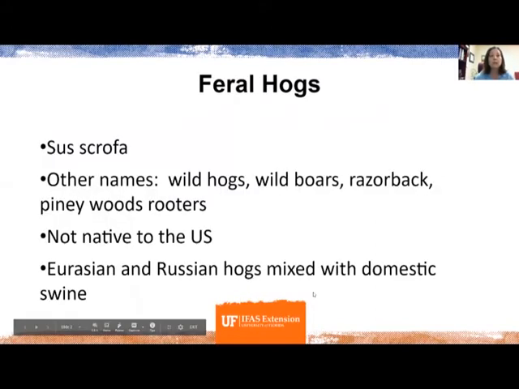So feral hogs, they're also called Sus scrofa, that's their Latin name. They can be called wild hogs, wild boars, razorbacks, piney woods rooters. There's lots of names for them, but whatever you call them, they're not native to the U.S. They're actually a mix of Eurasian and Russian hogs that have been brought over for hunting purposes and have mixed with our domestic swine that have been here in our country used for meat.